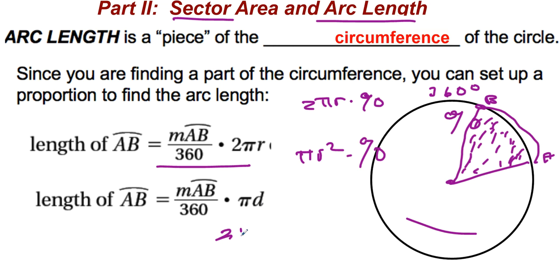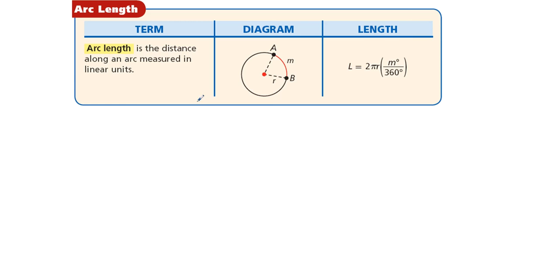I tend to do 2 pi r for geometry over measure of the arc over 360. Okay? I don't actually write AB. I just do m over 360. So I'm doing circumference times part over whole. For area, I'm doing pi r squared times part over whole. That's all we're doing. So it's actually a pretty easy formula. So let's go ahead and knock this out.